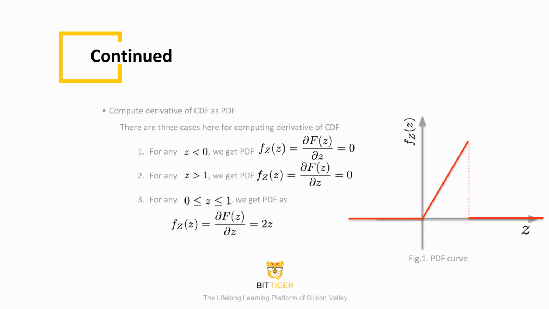Finally, we can compute the PDF of z by computing the derivative of its CDF. Like the CDF, there are 3 cases for computing the PDF with respect to different ranges of the value of z. For any z less than 0, the derivative of the CDF is 0. For any z greater than 1, the derivative of the CDF is also 0. For any 0 ≤ z ≤ 1, we compute the derivative of the CDF with respect to z and get the PDF as 2z. Figure 1 shows the PDF curve.